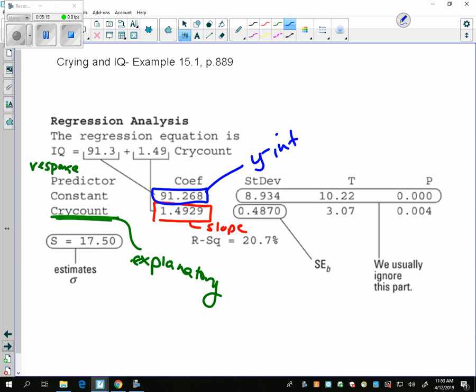Now the r squared, again, we talked about how that says if you have a good model. The higher the number is to 100%, or 1 if they put it as a decimal, means that you have a good model. Is this a good model? No.